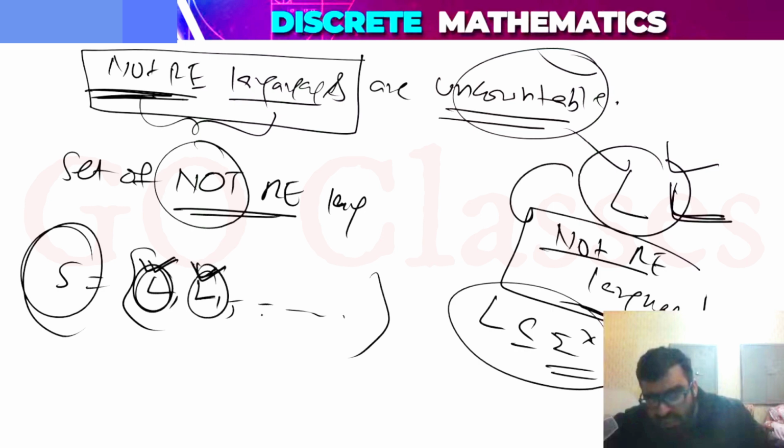Each individual language is countable, but this set of not RE languages is uncountable, and we will prove it. Don't worry, we will prove it. So we have seen two results: sigma star is countable, and every language is a subset of sigma star, so every language is countable. Now the third statement: the set of all Turing machines is countable.